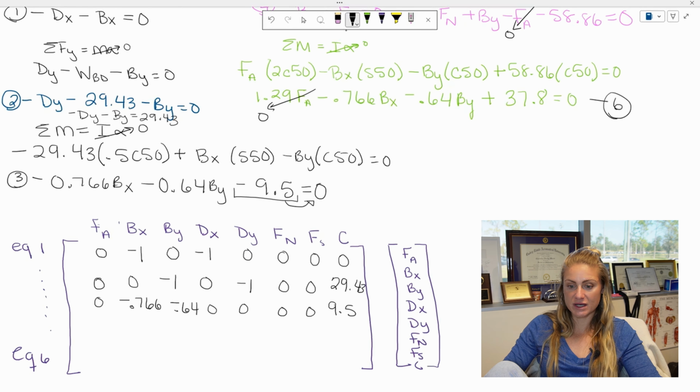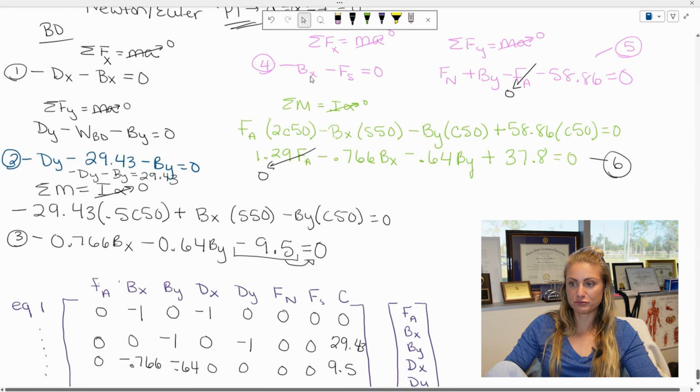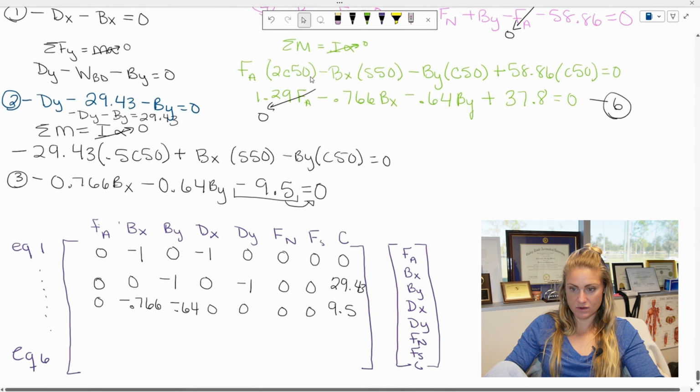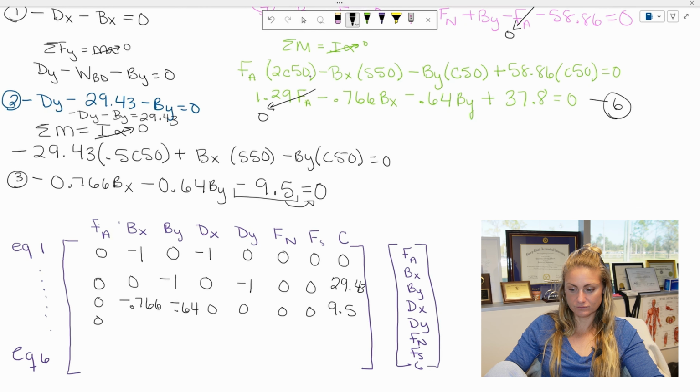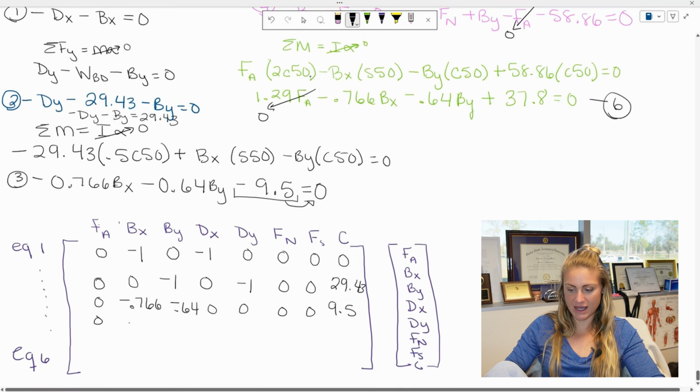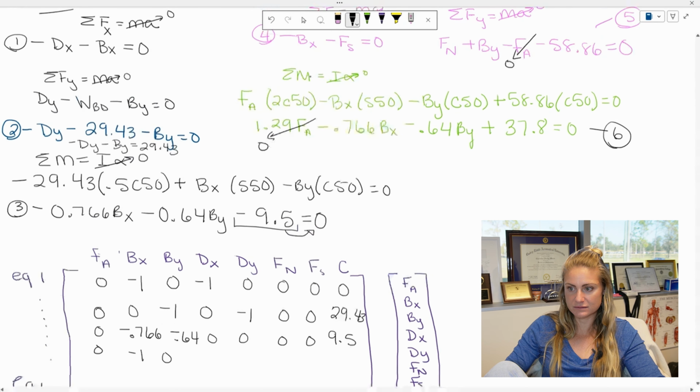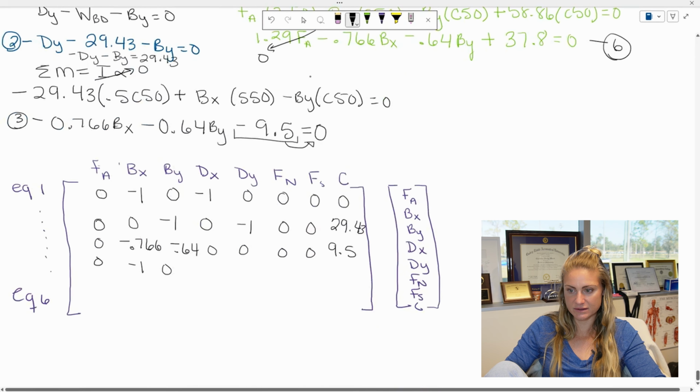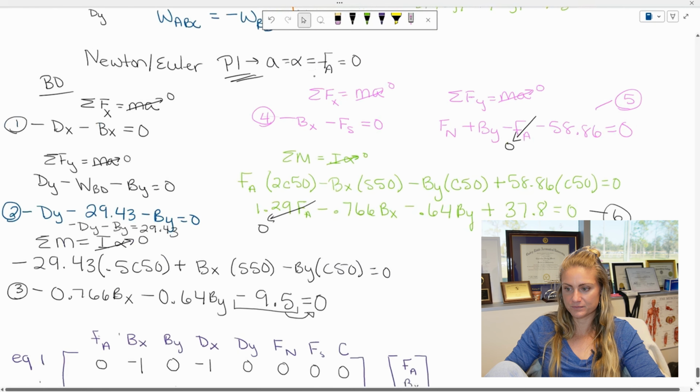Now I have equation 4. Equation 4 is negative BX minus FS. So I have 0, I said BX, yep, negative 1 BX, 0, I have DX is 0, yep, I just have an FS, so 0, 0, 0, negative 1, and my constant here is 0.